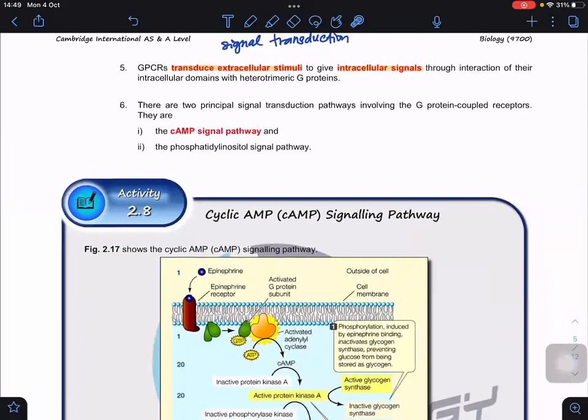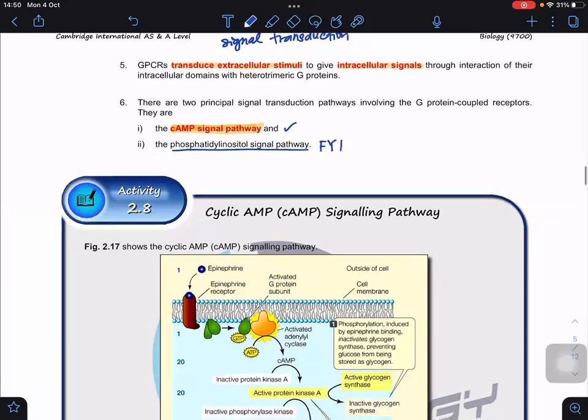There are 2 principal signal transduction pathways involved in GPCR. In our syllabus, you have to know the cAMP signaling pathway. You cannot run away, this is in our syllabus. Another one is the PIP2, the phosphatidylinositol signaling pathway. I will show you this one, but it's for your information only. As I said, a question can come out with anything, but if it is out of syllabus, they will give you sufficient information. So let us look at the cAMP pathway, which is in our syllabus.